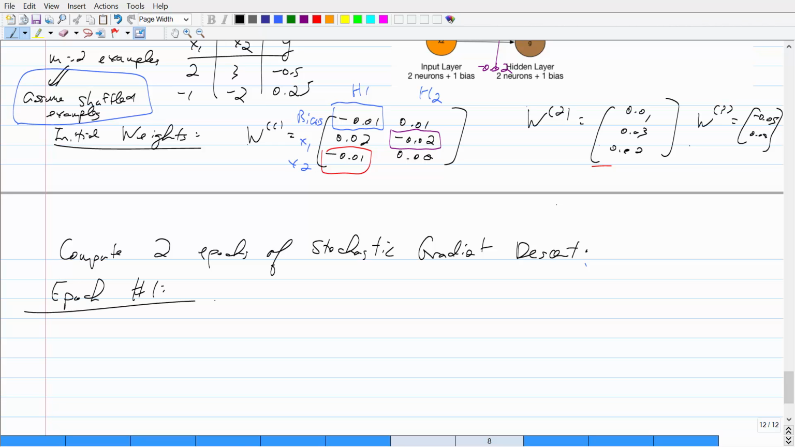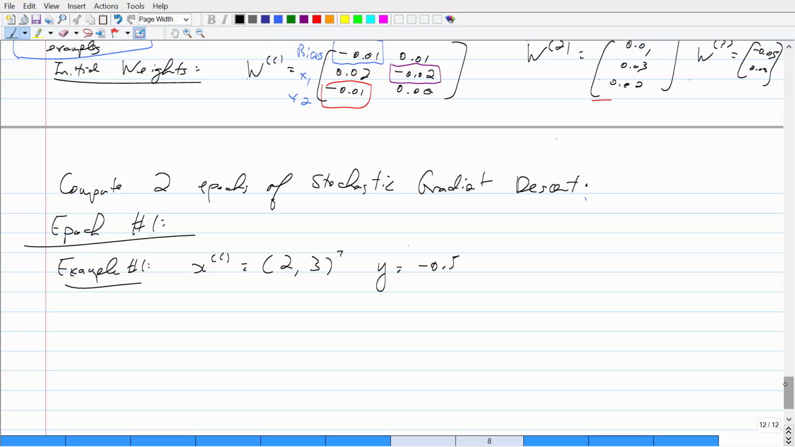Okay, so we're going to take a look at the first example. In this case, this is example 1. We have two features, which are 2 and 3, and the expected output is minus 0.5. So what they want us to do is compute forward and back propagation, compute the updates, and then update your weight matrices after that's done. Okay, so we're just going to repeat what we did previously, but we're going to do an extra step and actually update the actual weight matrices themselves. So let's calculate the forward propagation.